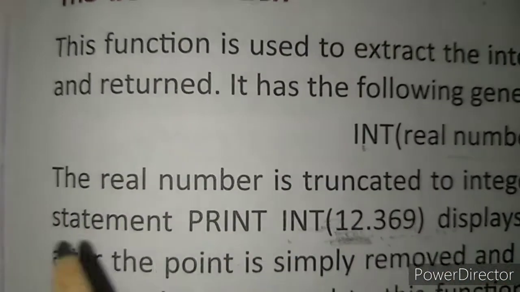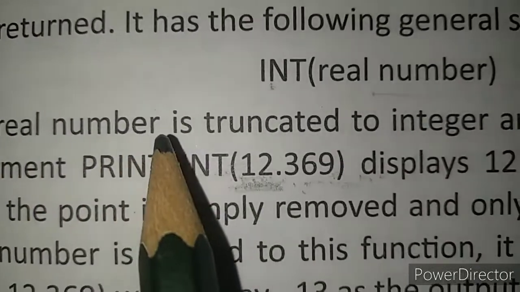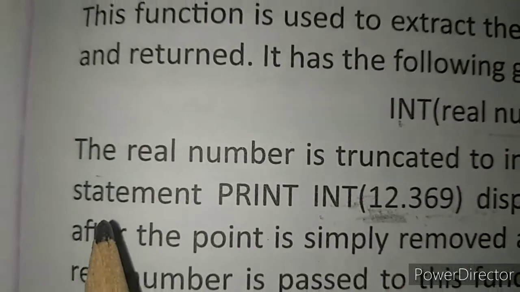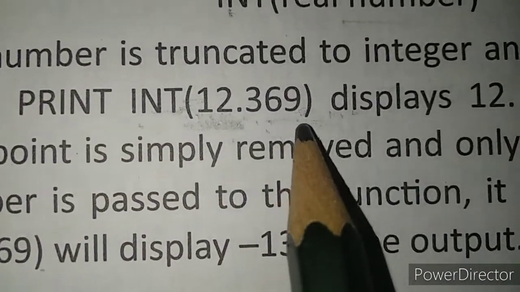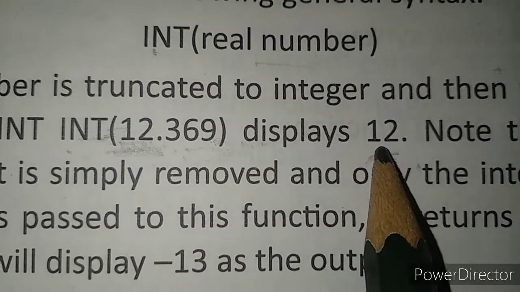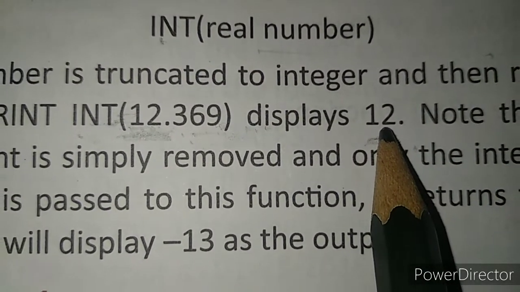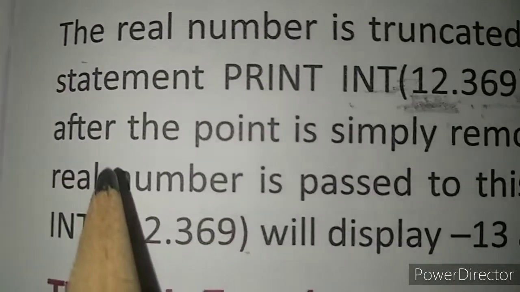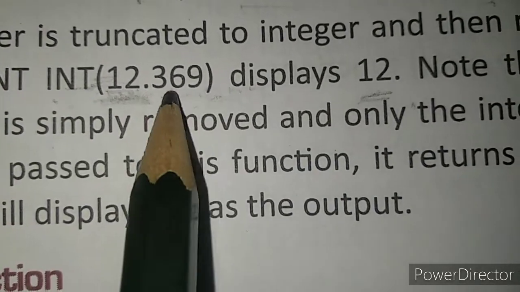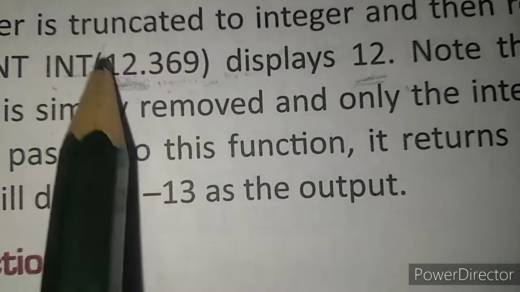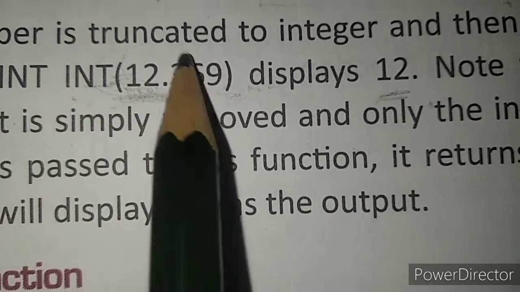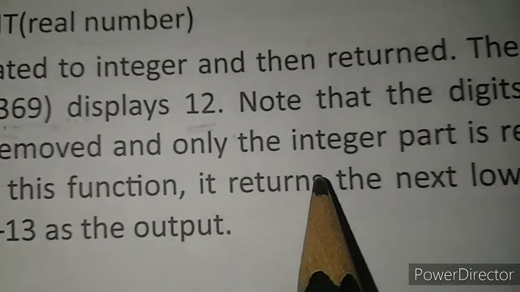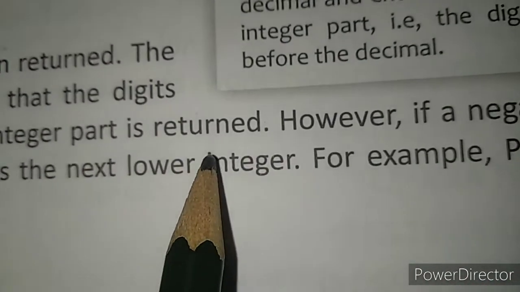So let us see what the value of this is. The real number is truncated to an integer and then returned. The statement print int(12.69) displays 12. Here 12 is displayed when we use this function. Note that the digits after the point are simply removed. Clear? It means .369 will not be shown and only 12 will be shown. This is the integer portion, and only the integer part is returned.